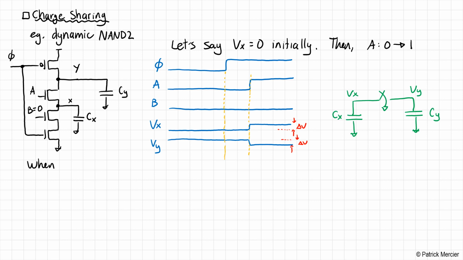Okay, so let's just write that down in words. When input A is asserted, the transistor turns on. We'll just call it a switch in this example, and we're ignoring a VT drop and so on. The switch turns on, and CX and CY share charge.